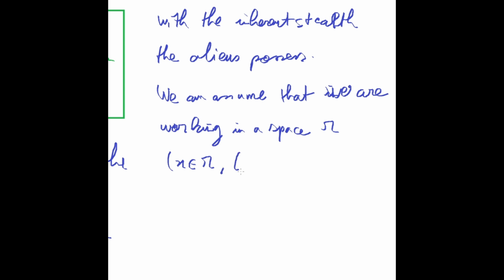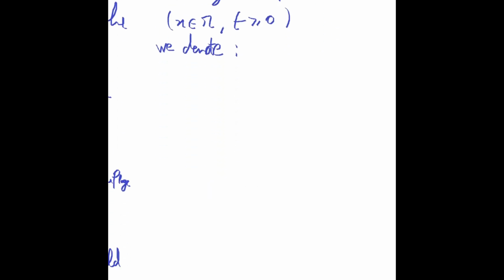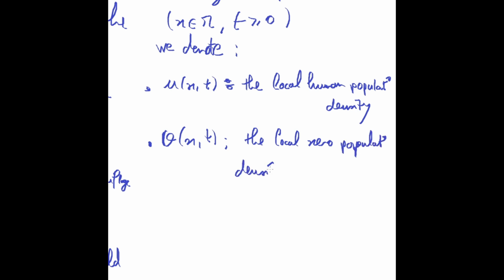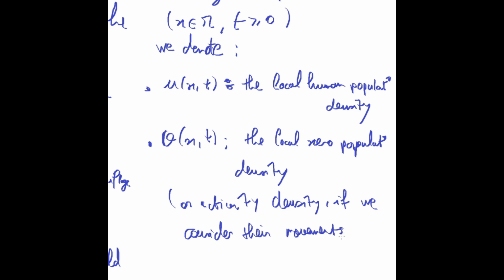x is in omega and t is positive. We denote u(x,t) the local human population density, and we also denote v(x,t) the local xeno population density, or activity density if we consider their movements as pulses in the environment.